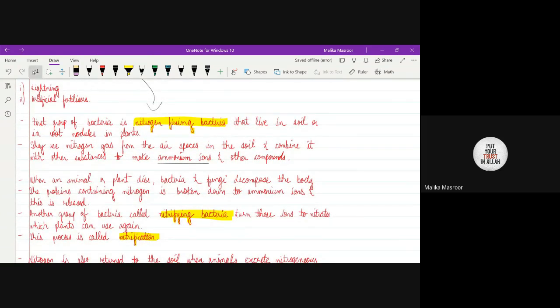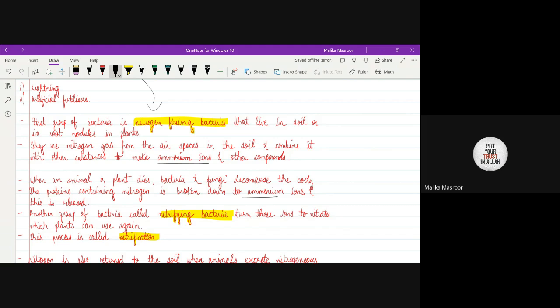Now on the other side, when any animal or plant dies, fungi and bacteria will decompose its body. The proteins containing nitrogen in the body will be broken down to ammonium again. Now you have another group called nitrifying bacteria. They will turn these ammonium ions into nitrates that the plant will be able to use again. They put them in the soil and the plant is using them again.